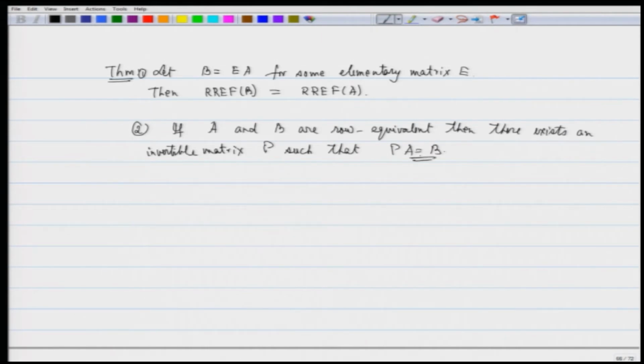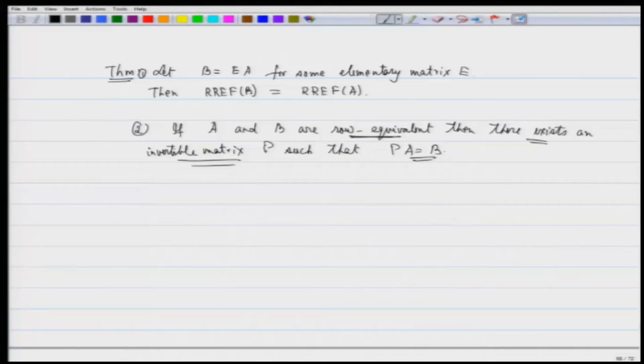We did it for the RREF, because when I am saying that they are row equivalent, I can obtain one from the other by multiplying elementary matrices. The elementary matrices are invertible. So, P is a product of elementary matrices which are invertible, and therefore P is also invertible. So, I am able to get one invertible matrix. This is the most important part which will help us to define the rank and things like that and proceed.